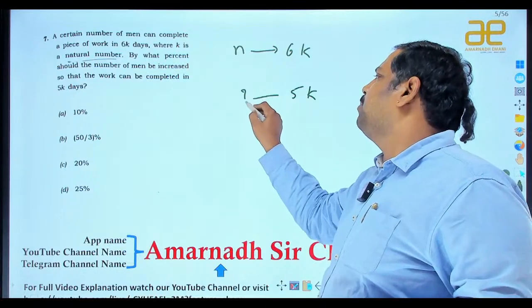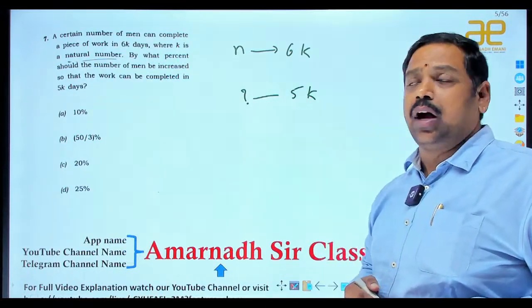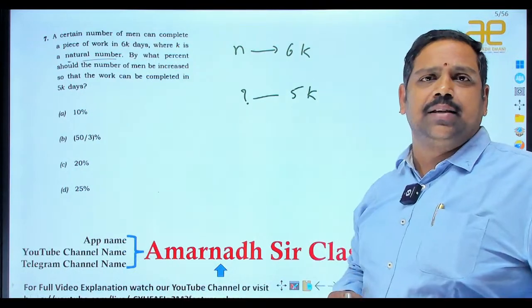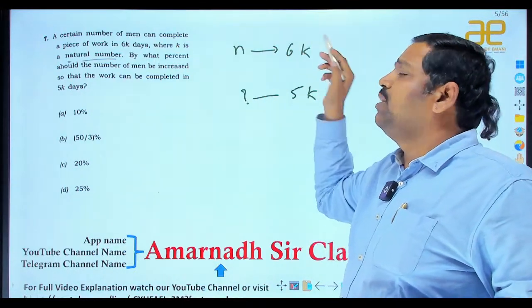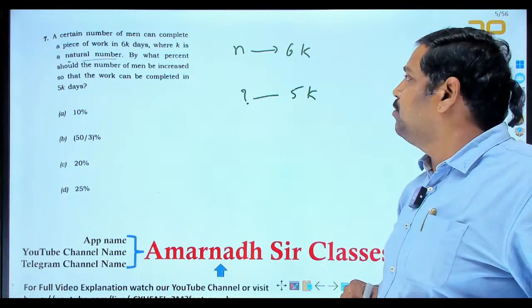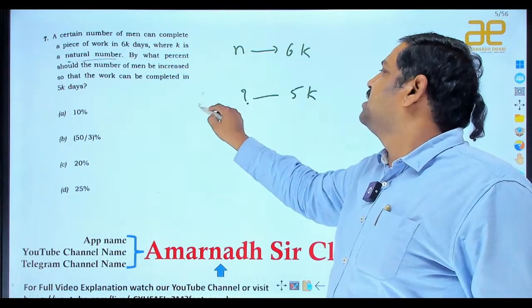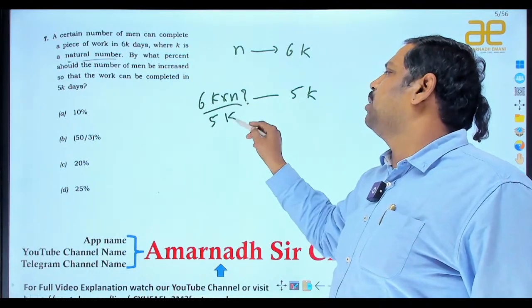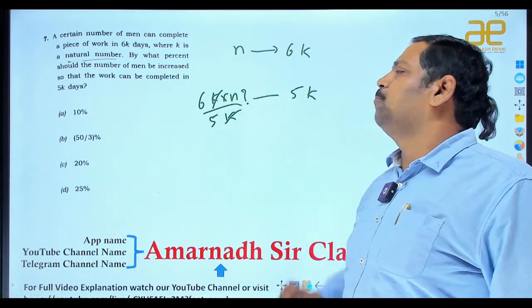Suppose how many men are required, I'll calculate first. Now observe, these are the number of people and these are the number of days. Number of people and number of days are in inverse proportion. If it is inverse proportion, I can say multiply 6k into n by 5k. That means k cancels, it is 6n by 5.